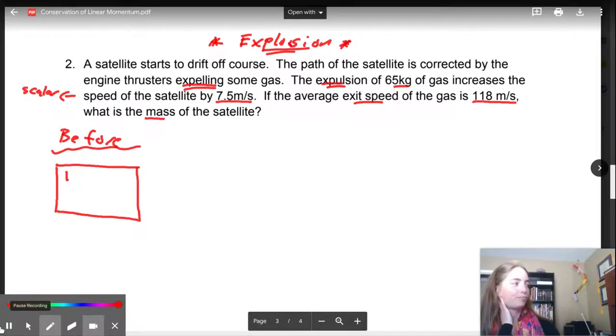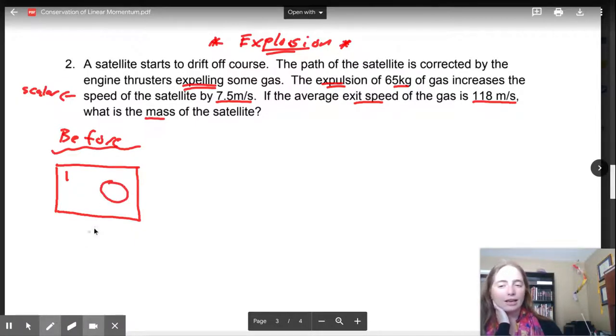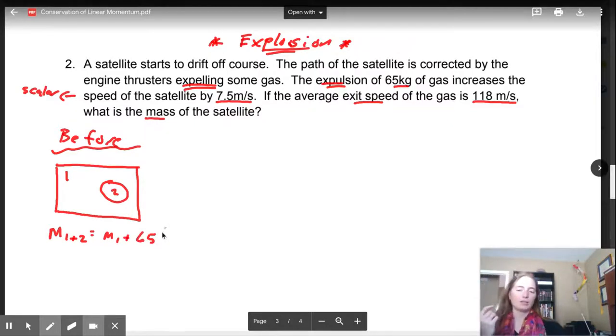That's mass 1. Inside that satellite, you have the gas in a gas chamber, and you have satellite 2, an object 2. Well, we are going to have what I am going to call M1 plus 2. So that's the mass of everything. We don't know what M1 is. We don't know the mass of the satellite. That's what we're trying to calculate. So it's M1 plus 65, 65 kilograms. That's the best we can do here.